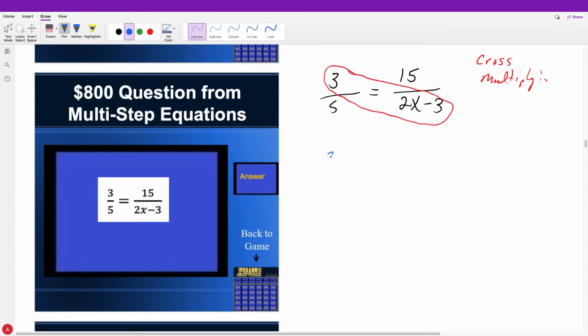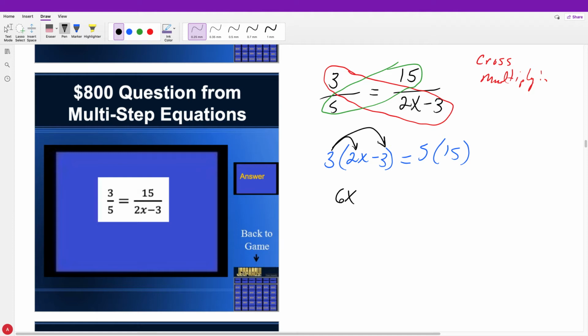So now we get 3, and since this is a binomial, we need to make sure that we write it in parentheses like this, because everything needs to be multiplied by that 3. The 2x and the minus 3 do as well. Then we multiply the other numerator with the other denominator, so now we get 5 times 15. Now we'll actually multiply and simplify. We get 3 times 2x, which is 6x, and 3 times negative 3, which is minus 9. And 5 times 15 gives me 75.